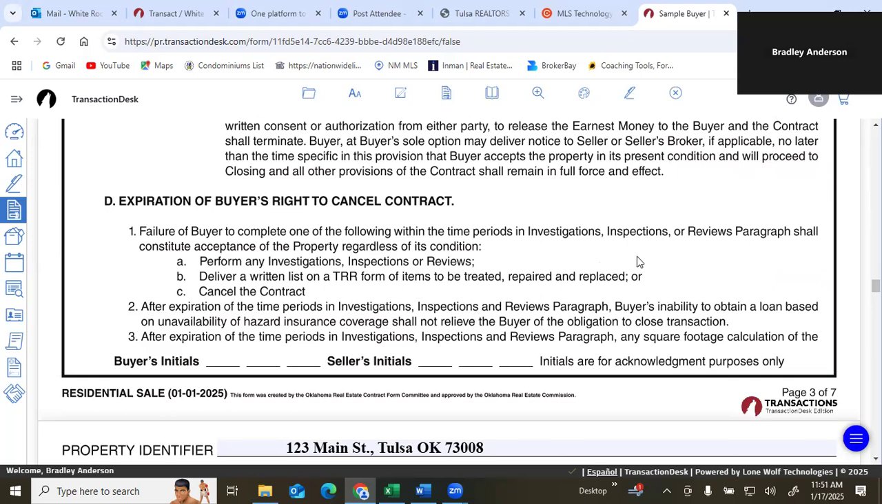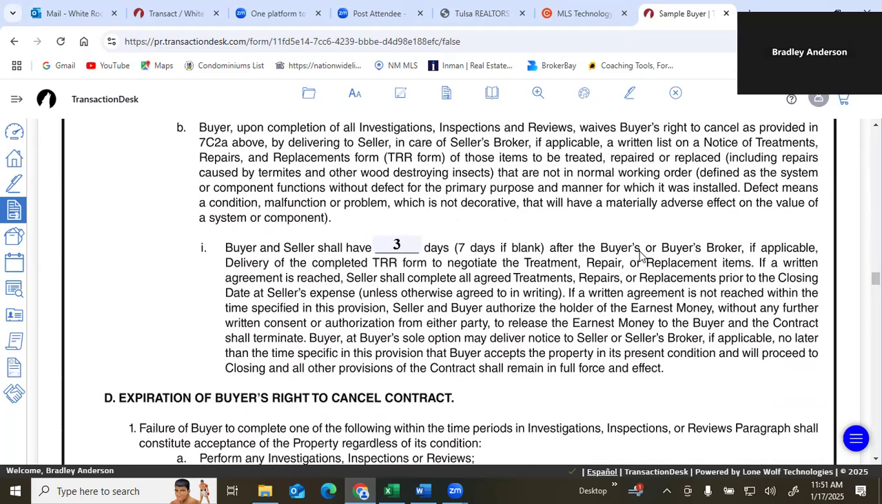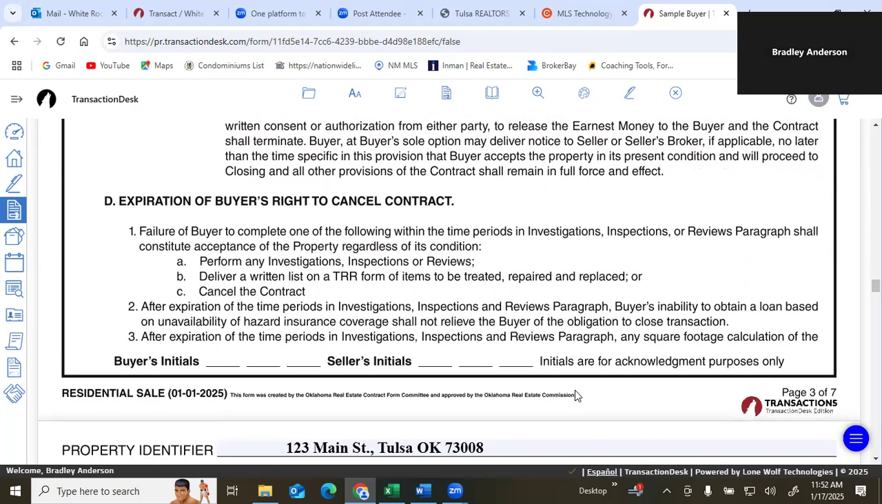But getting back to the repairs and the TRR form, the seller is only bound to do these repairs and treatments by the closing date. All right. Now, yes, a buyer can do a walkthrough before they close on the property. And if things aren't done satisfactorily, well, there's some recourse there. But once these have been agreed upon, the seller has right up until the closing date to get them done.